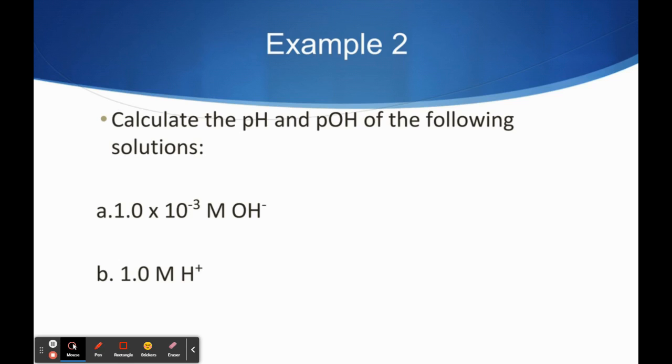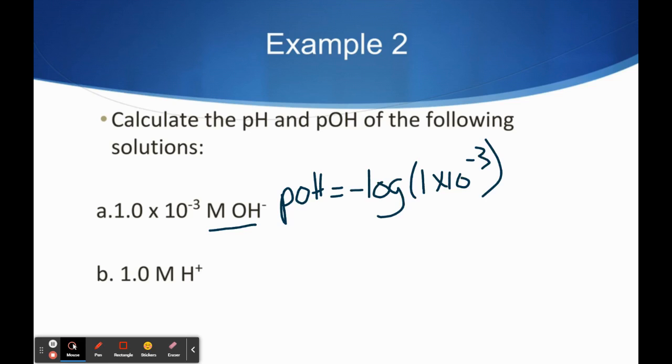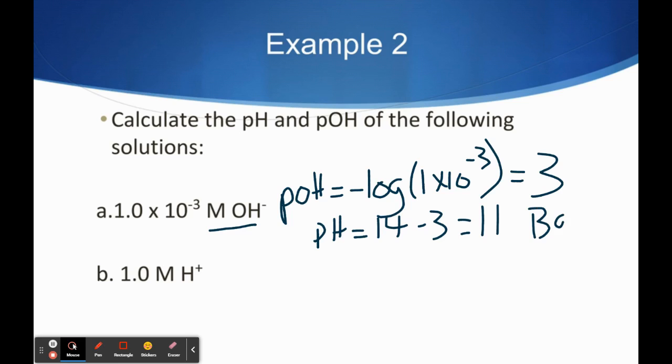Here's our next set of solutions. Now this problem asks us to find the pH and the pOH. So for solution A, we have the OH- concentration. So we will first find the pOH by putting in negative log of 1 times 10 to the negative 3, which gives us a pOH of 3. And then to find the pH, we would do 14 minus 3, which gives us a pH of 11, and that would be a basic solution again.